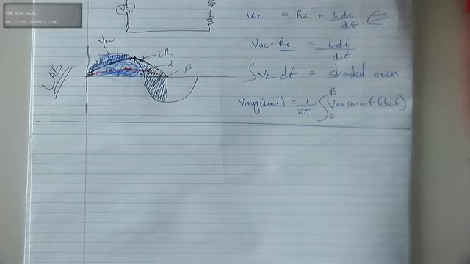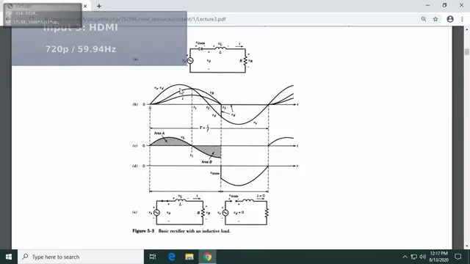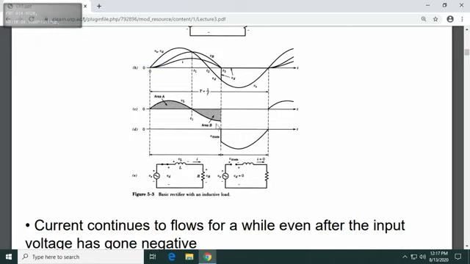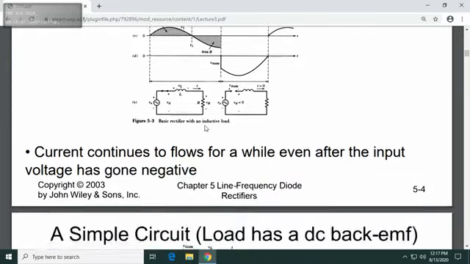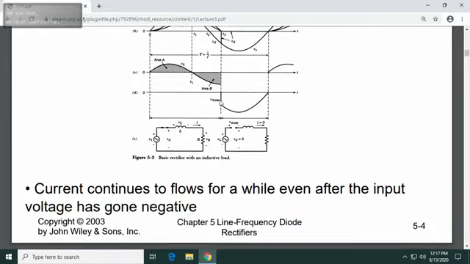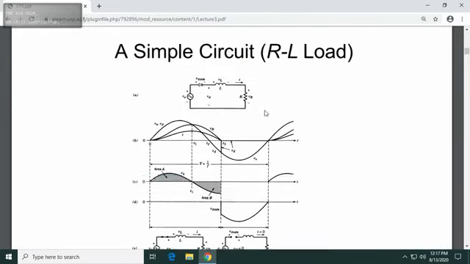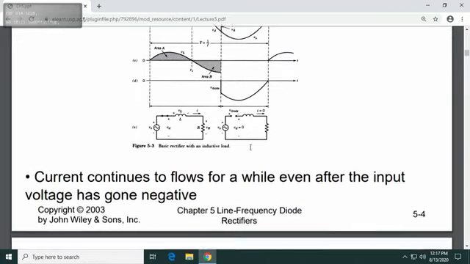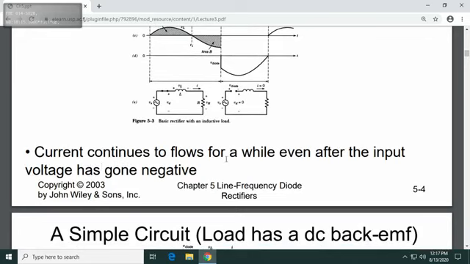Now let's move on. So, okay, this is the area, the load, and this is the voltage across the diode, V diode, when you are measuring here. It says current continues to flow for a while even if the input voltage has gone negative because of the inductor.